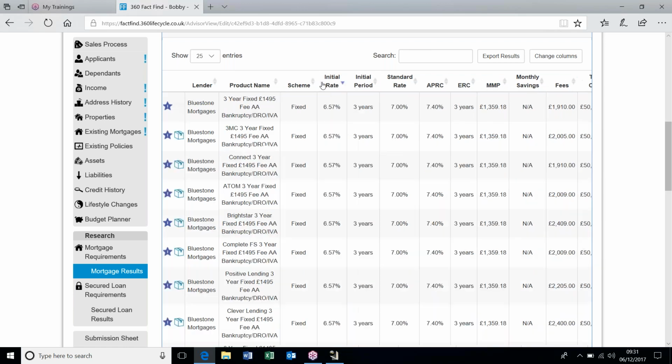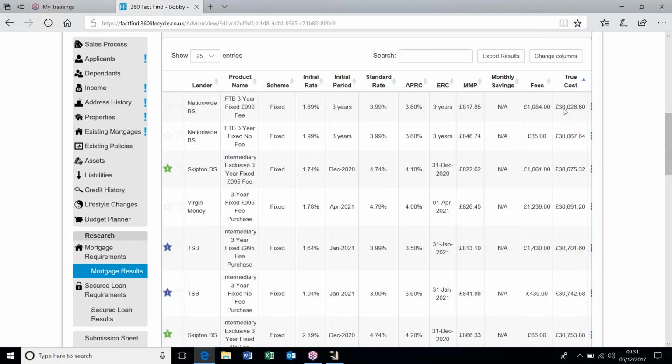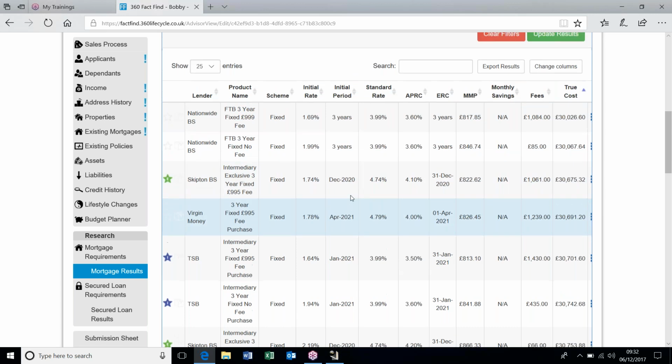I can look at it in terms of initial rate. So what's the initial interest rate, the cheapest interest rate. And I can also look at it in terms of true costs, which we said was about looking at not just the interest payments, but all the fees put together, including any deductions for cashback. So if I look at a true cost calculation, then what I can see is actually now Nationwide come up with the best costed mortgage for a 3-year fixed deal, despite not having the lowest interest rate. So interesting how it works out, but it's a great way of comparing different options for the client.